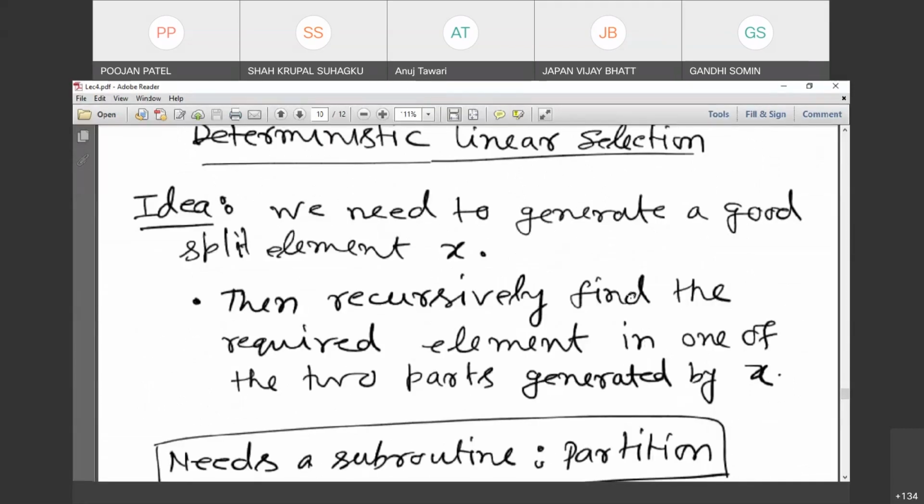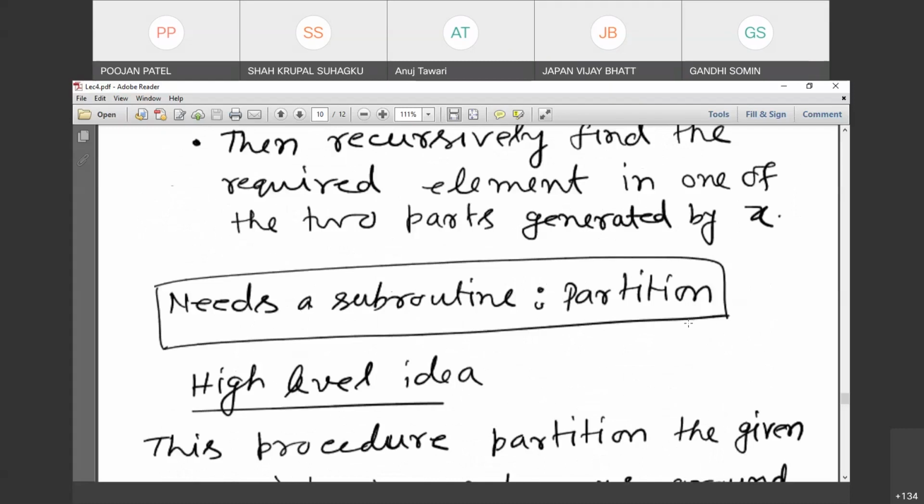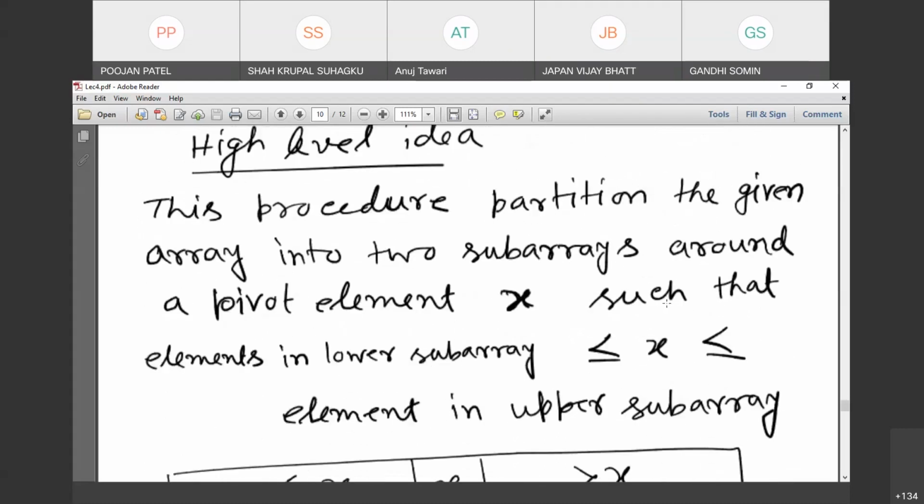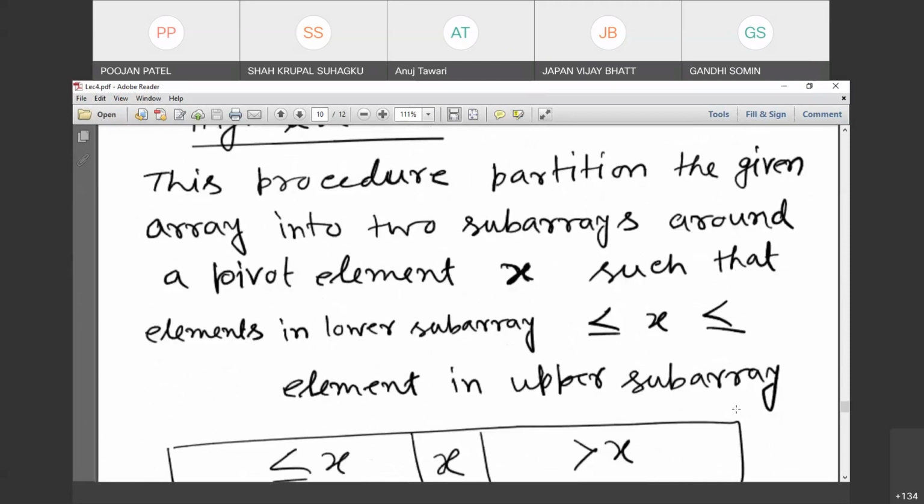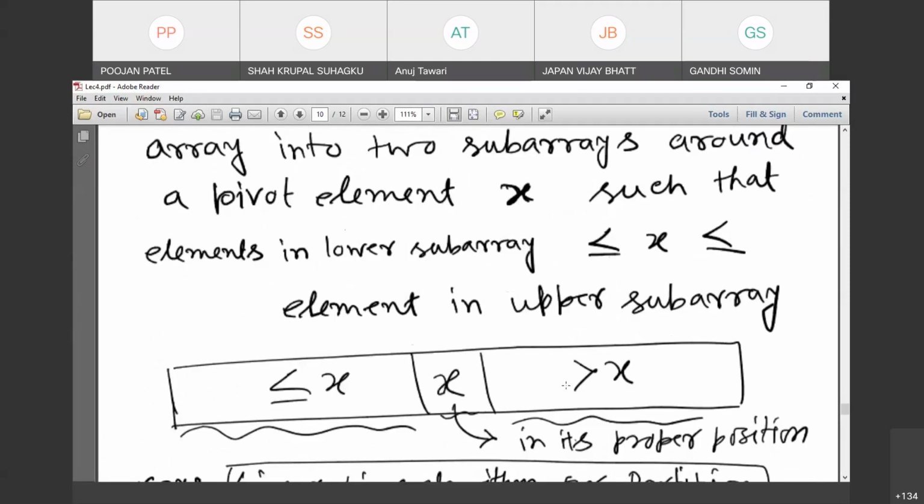Okay, so we need to generate a good split element X and then recursively find the required element. So this is our subroutine. We want to partition the array into two subarrays around this pivot element X. Initially we start with some pivot element and reorganize the array such that all elements less than X are to the left of X and all elements greater than X are to the right. So this is how the array should look.